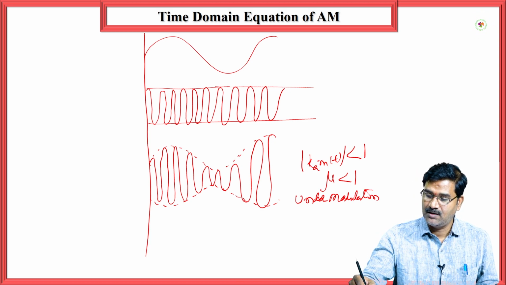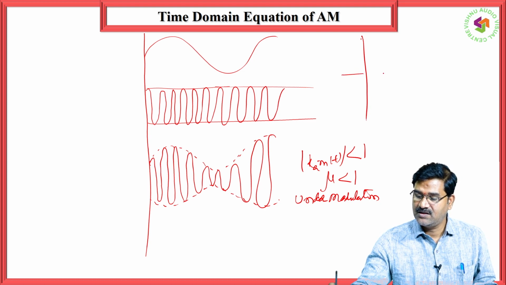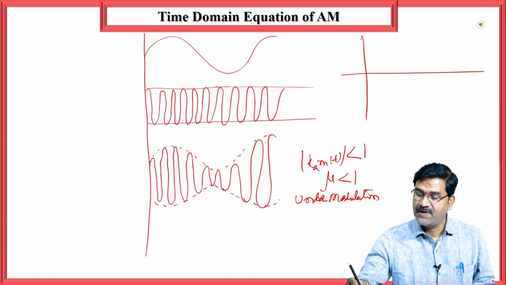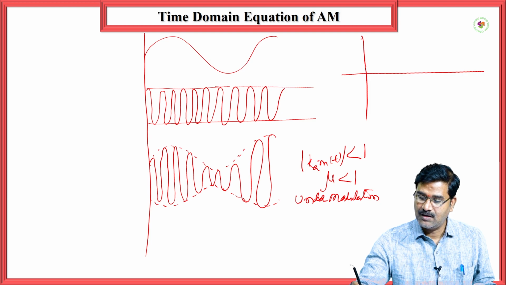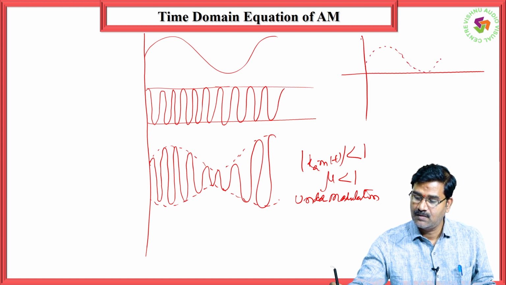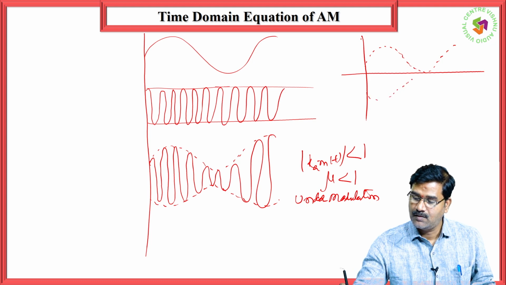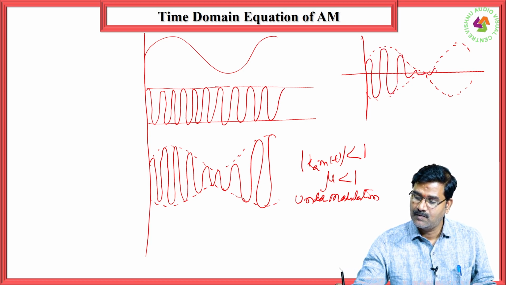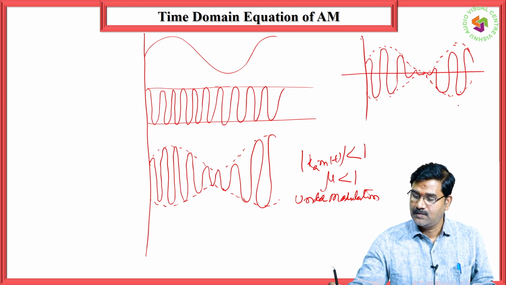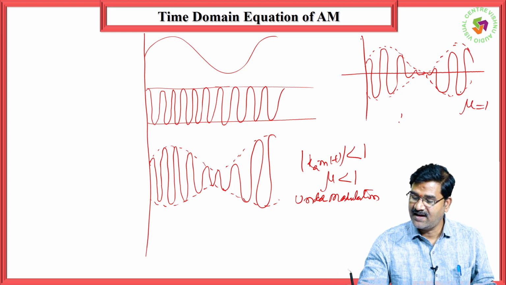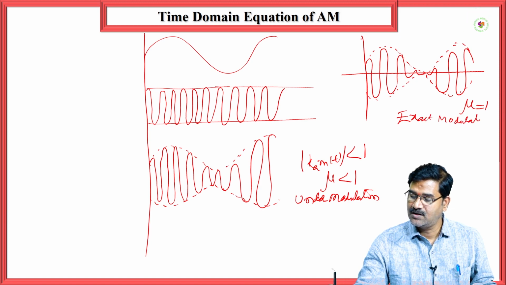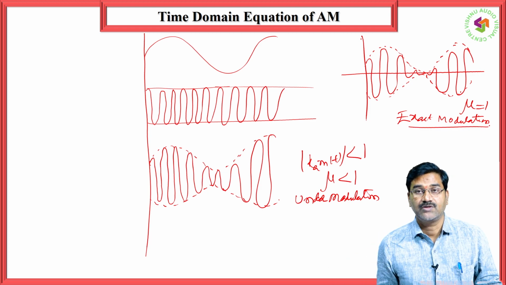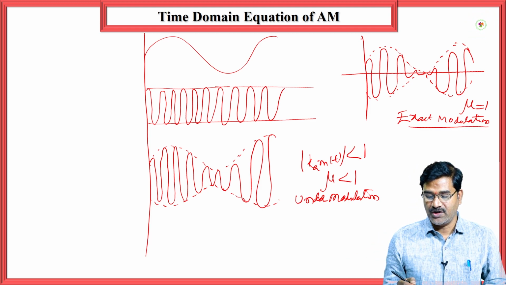Now if you look at another case where this Km(t) is equal to 1, then I can draw like this. Still the shape of the signal is the same. So this is mu equal to 1. We call this exact modulation.